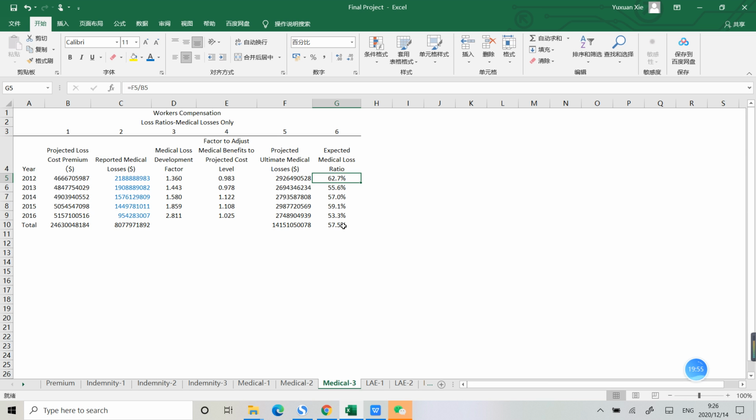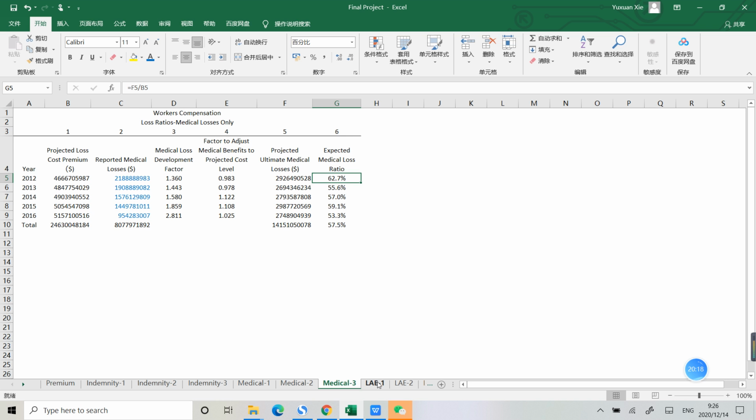The last row of column 1, column 2, and column 5 is equal to the total of the column, and the last row of column 6 is equal to the average of this column.